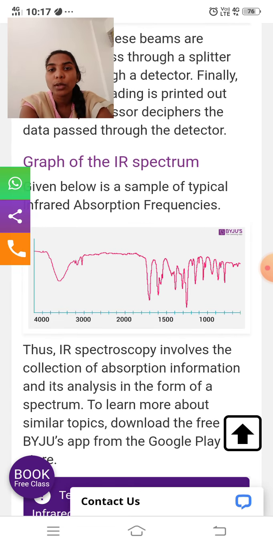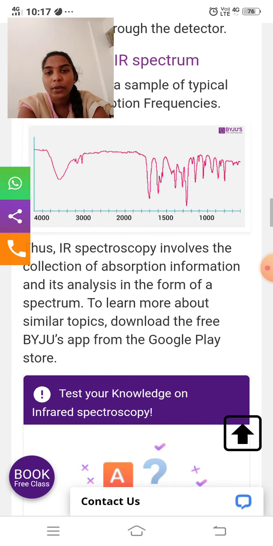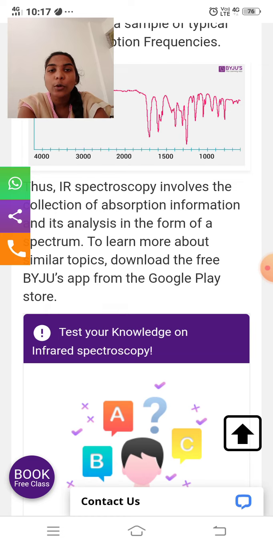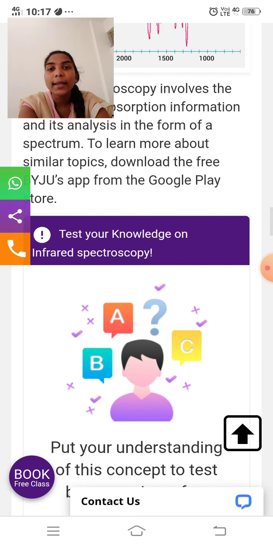This graphically shows the IR spectroscopy, with a sample of typical infrared absorption frequencies given below. And thus IR spectroscopy involves the collection of absorption information and its analysis in the form of a spectrum.